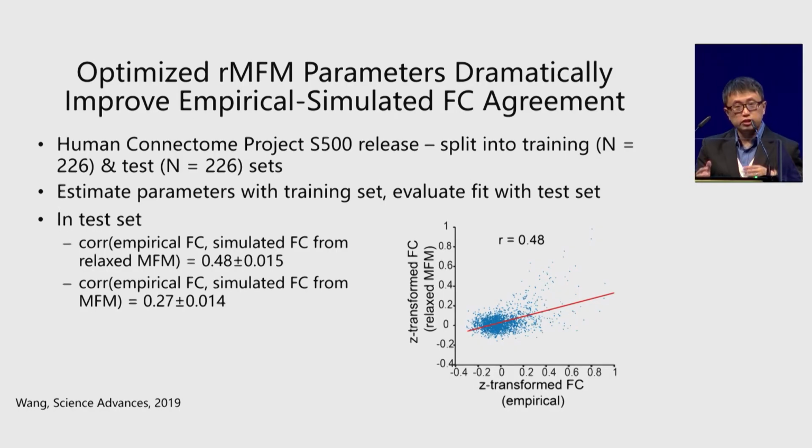0.48. If we use the original mean field model, the one where we assume that all microscale parameters are the same across brain regions, the agreement between simulated and real functional connectivity is only 0.27.